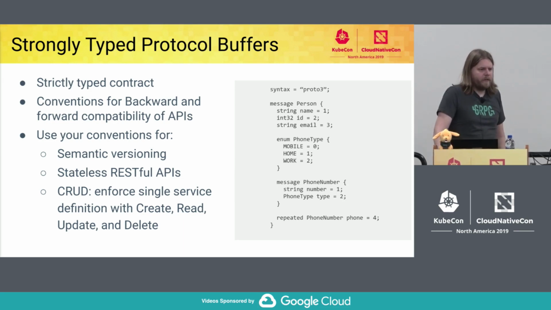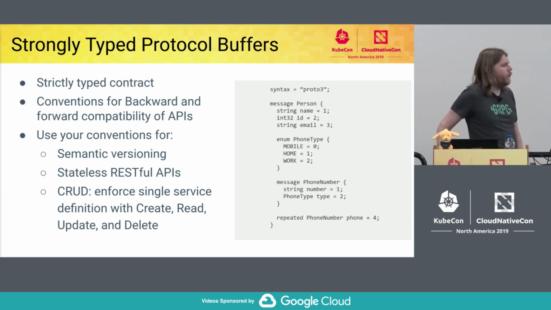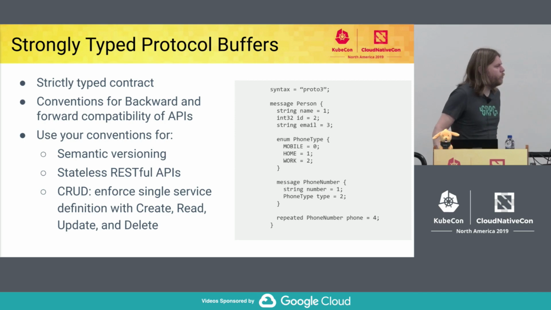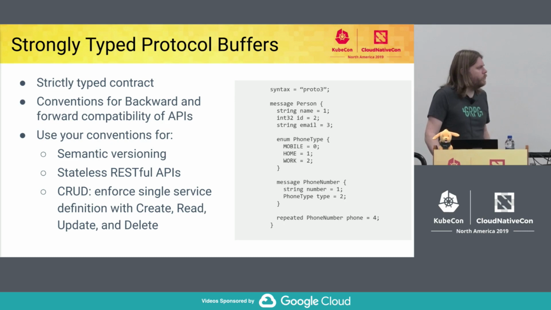But you can do semantic versioning with it because there's a package system. You can do things that are like stateless RESTful APIs. There's some options that you can annotate on RPCs, and there's some translators in the ecosystem which will, given a gRPC service, generate a REST service. And so that's a very nice thing for whenever some people aren't wanting to do gRPC on the client side, or you're going to go to an ecosystem that would prefer really REST. And some of the CRUD stuff here is related to the REST.